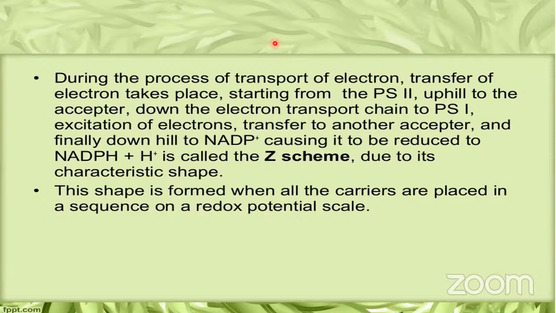Yes, ma'am. During the process, transfer of electrons takes place starting from the photosystem uphill to the acceptor, down the electron transport chain to photosystem 1. Excitation of electrons transfers to another acceptor and finally downhill to NADP plus, causing it to be reduced to NADPH plus H plus. This is called the Z scheme due to its characteristic shape.